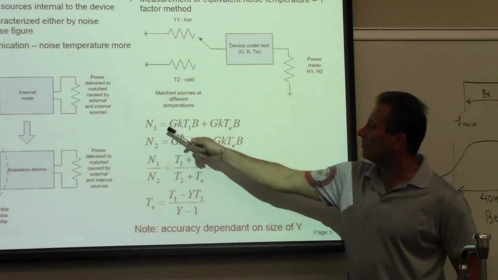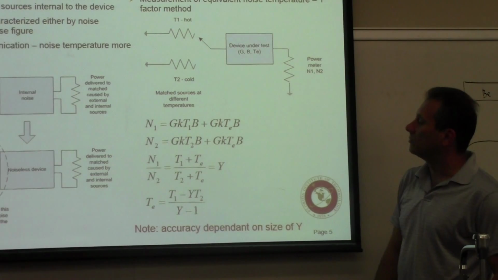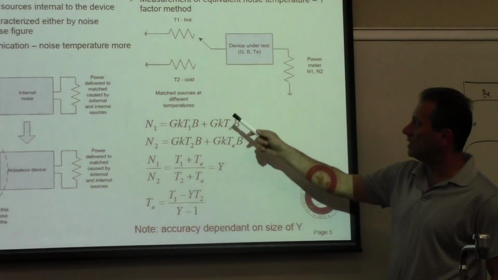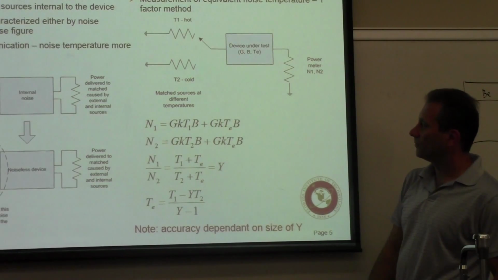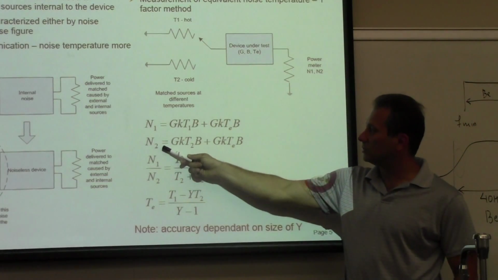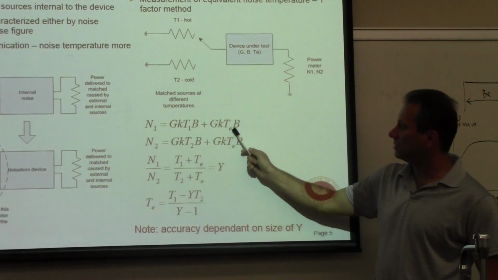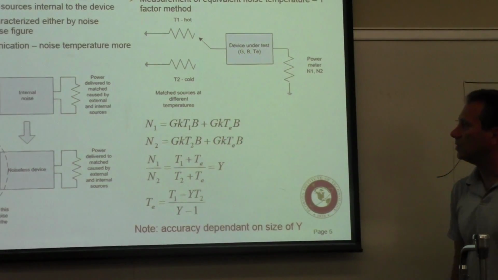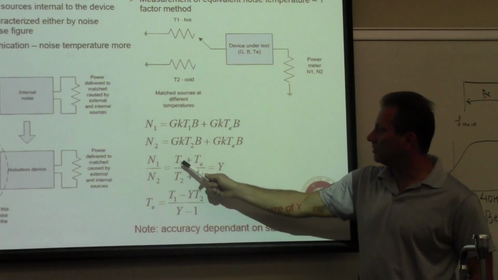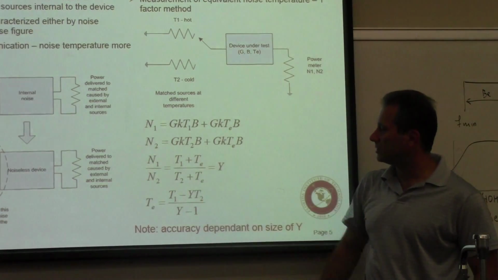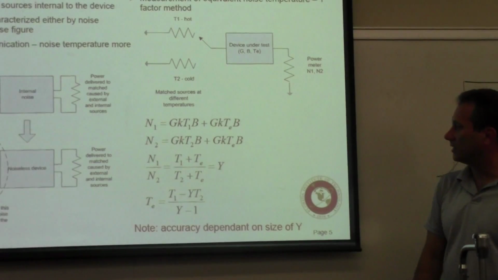Once you measure this N1, now you switch this, and then you write the same equation for the case where your source is at a different temperature. And then you end up with noise 2 is GKT2 over B plus the internally generated noise. If you divide the two, you can see that most of these things cancel, and then you have T1 plus TE over T2 plus TE is equal to N1 over N2, which is your Y factor here.